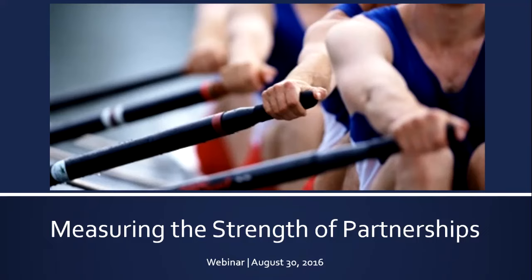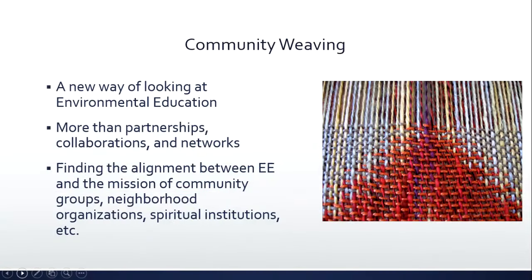So as we get started, like I said, this is the third webinar in a series of webinars about measuring the strength of partnerships. Sorry about that. And all of these webinars have been around the topic of community weaving. And community weaving, like I said, is integrating environmental needs with community needs. It's a new way of looking at environmental education, and it's bigger than partnerships, collaborations, or networks. It's really about finding the alignment between environmental education and the mission of some of these other groups who might be working towards similar goals, but in very different ways.